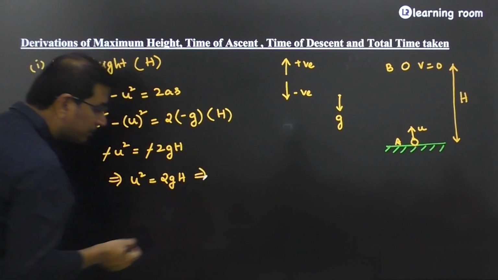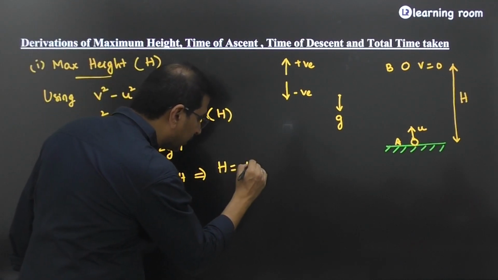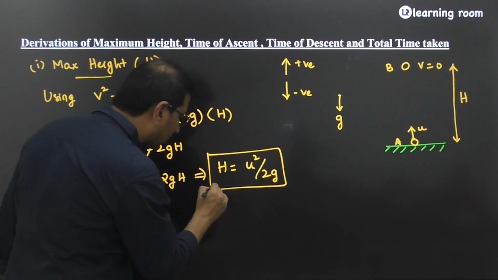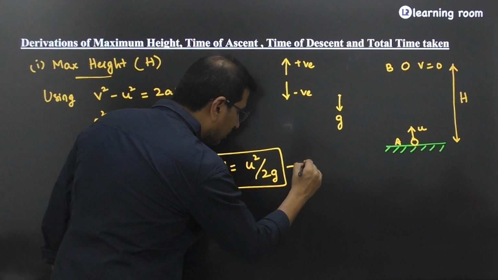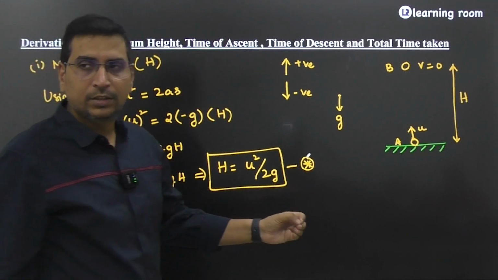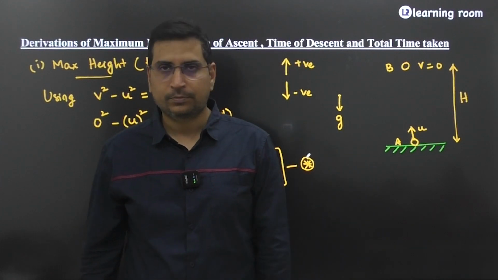And what is our interest? To find the value of capital H. So rearranging this equation, you will get h is equal to u square divided by 2g. So the expression for maximum height is u square divided by 2g. This is the first expression, right?